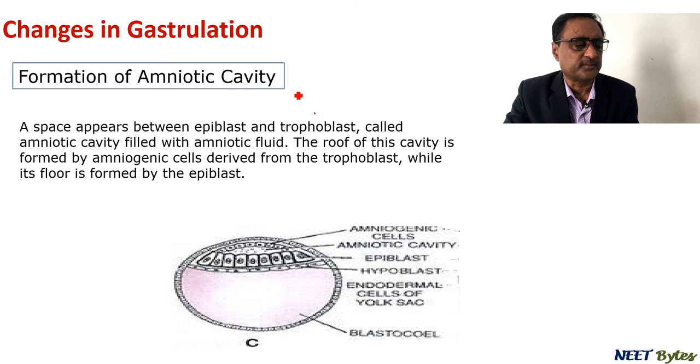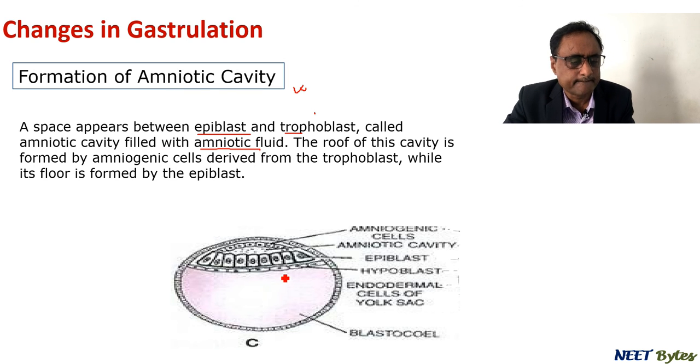Now this is followed by the formation of the amniotic cavity. A space between the epiblast and trophoblast, called the amniotic cavity, filled with amniotic fluid, is formed. Have a look at this diagram: this is the epiblast, and this is the trophoblast. The amniotic cavity is formed between them and filled with amniotic fluid. The roof of this cavity is formed by amniogenic cells derived from the trophoblast, while the floor is formed from the epiblast.